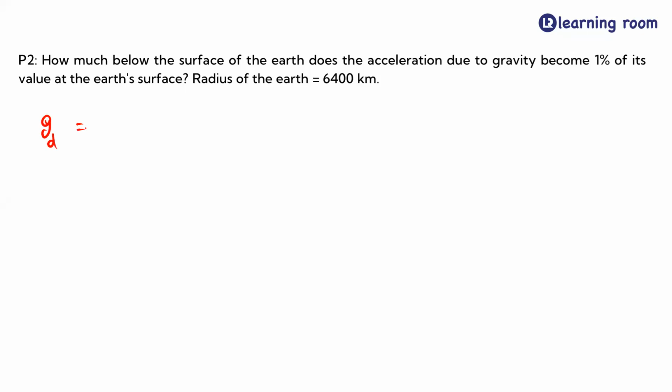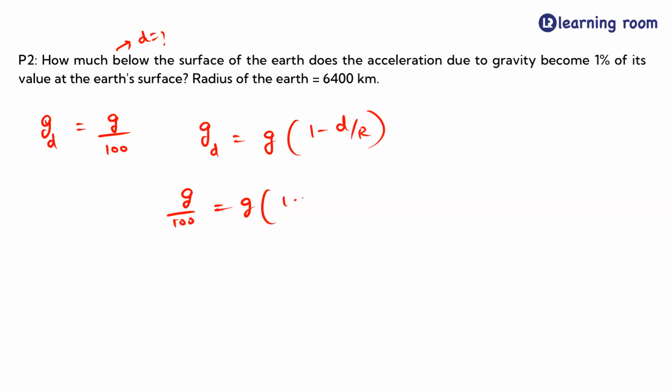So what is the value of g_d? What is the value of g_d? See, how much below? So what you need to find, d is equal to how much, so that the acceleration due to gravity becomes 1% of its value. So it is g divided by 100. That is 1%, no? So g_d is equal to g into 1 minus d divided by R. Make sense? So g divided by 100 is equal to g into 1 minus, what is the value of d? That's what we need to find. d by R. g and g will get cancelled.